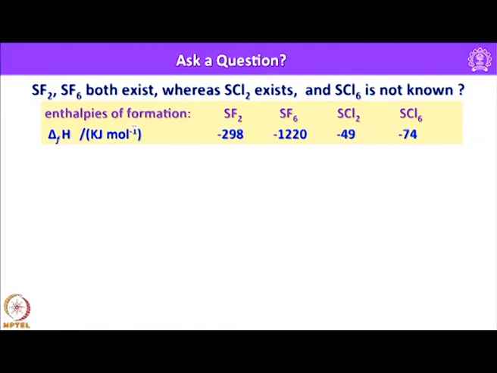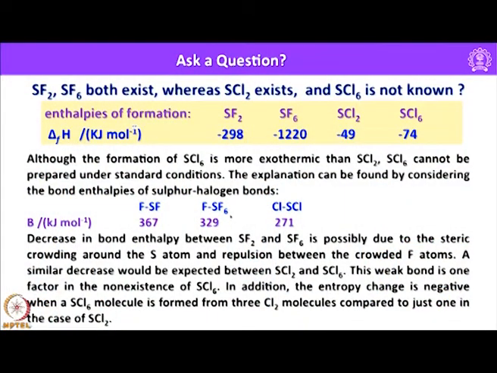In case of SF2, it is minus 298 kilojoules per mole, whereas in case of SF6, it is minus 1220 kilojoules per mole, whereas in case of sulfur dichloride is minus 49 and in case of sulfur hexachloride is minus 74. Of course, in both the cases compared to SF2, SF6 is exothermic. Similarly, in case of SCl2, SCl6 formation is exothermic, but it does not give a satisfactory answer for the non-existence of SCl6. So, let us look into some more information.